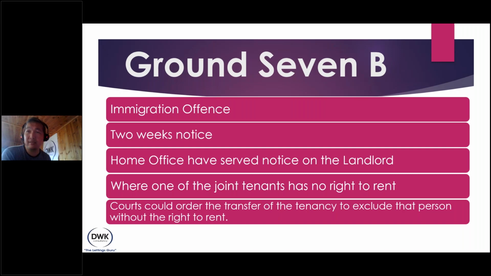Now, potentially, the judge, if one of the joint tenants has lost their right to rent, could, at possession proceedings, just say we're going to remove the person who doesn't have the right to rent as a tenant from that tenancy. So the person that does have the right to rent will then get the tenancy in their sole name, and the other person who doesn't have the right to rent will be removed.